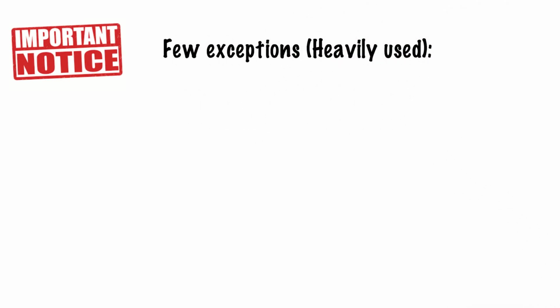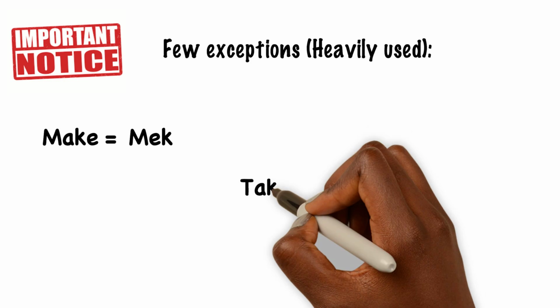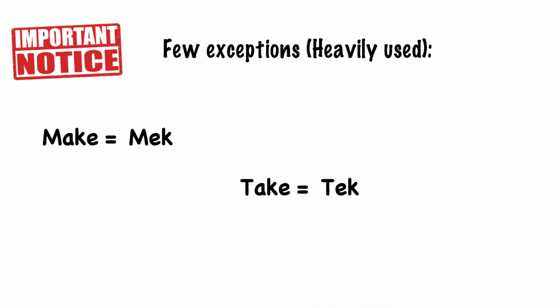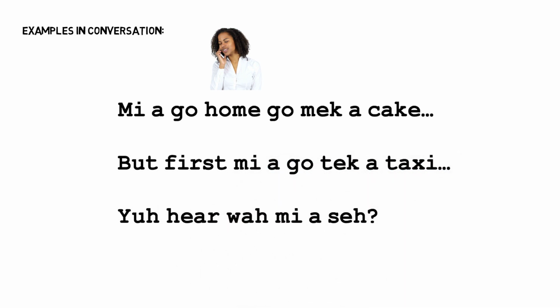Okay, so moving on to an important exception to this rule. The words make, take, and say are exempt and take on the forms mek, tek, and se, and are heavily used in Patwa. Let me stress this again. This is very important to note. Here's an example of them being used in conversation. Me a go home, go mek a cake. But first, me a go tek a taxi. You hear what me se?